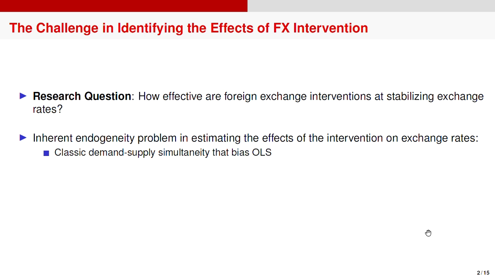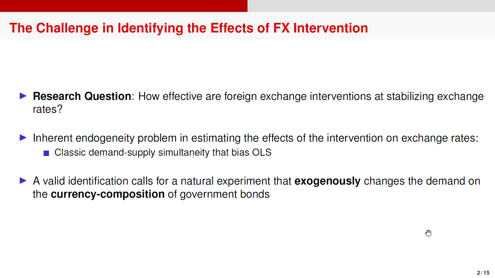Therefore, to causally unravel the effects of intervention on exchange rates, we need a natural experiment where there's a currency demand shock that exogenously shifts the currency composition of government bonds in the economy and affects exchange rates while being orthogonal to macro fundamentals in the economy. Here I highlighted the words currency composition because we are differentiating between buy and sell. We want a shock on just one currency versus the US dollar.